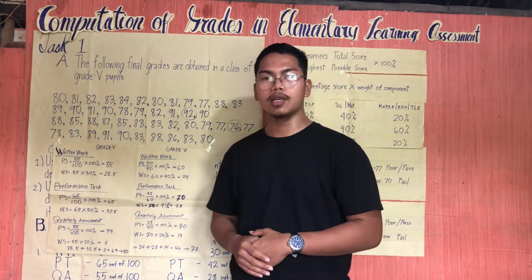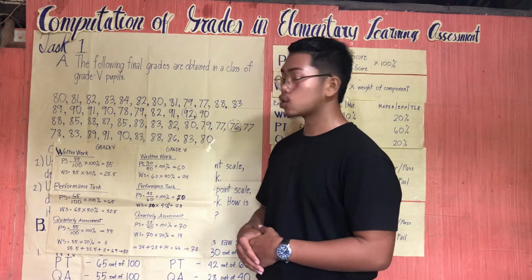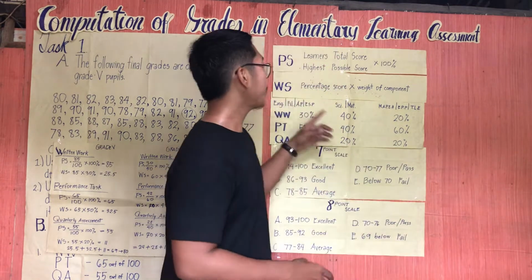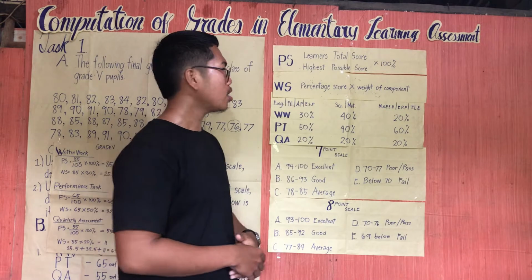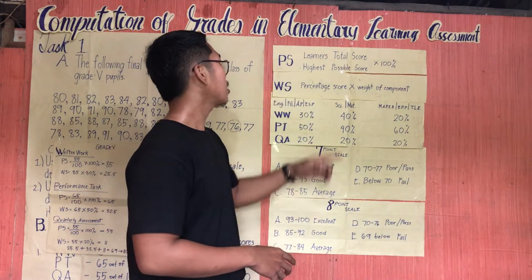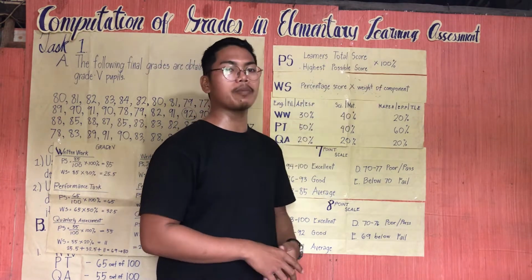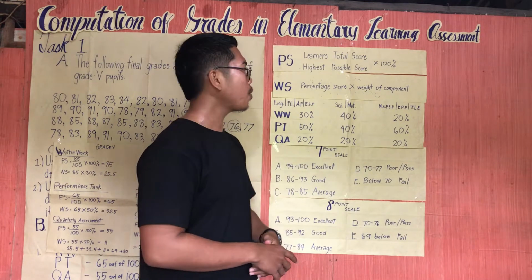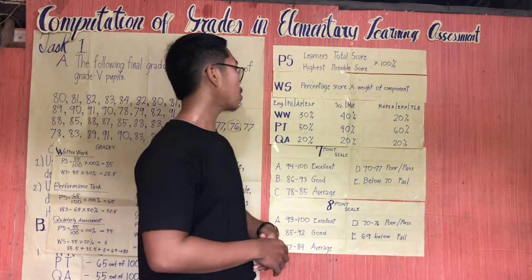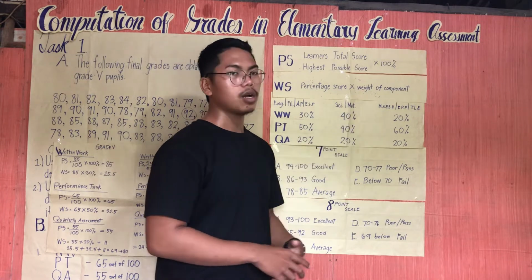In order for us to get the percentage score, we have here the formula. To get the percentage score, we must have the learner's total score over the highest possible score, times 100%. And the formula for the weighted score is the percentage score times the weight of the component.